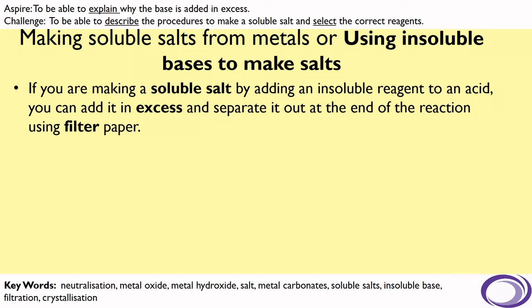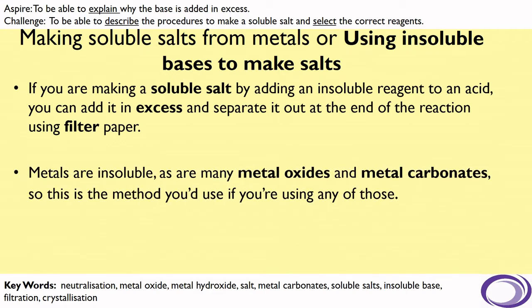Now by adding it in excess, we mean we are adding so much that we are left with solid behind at the end. The reason we do this is to ensure that all of the acid is reacted. Metals are also insoluble, so you could use this method for metals also.